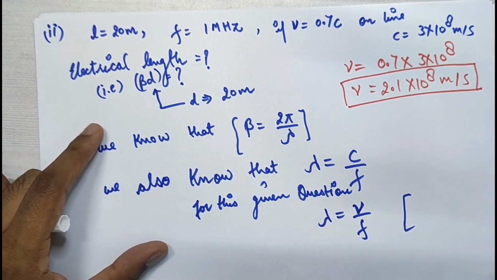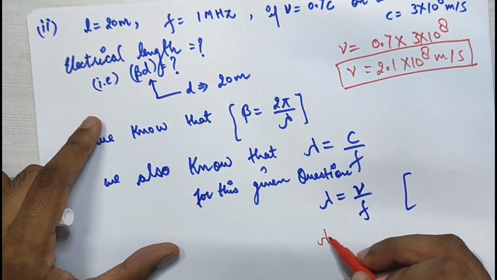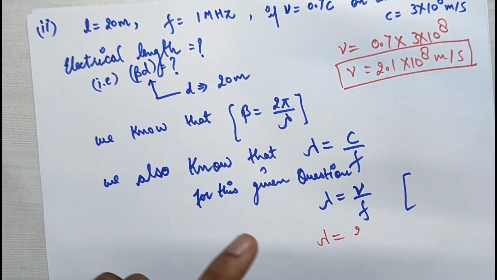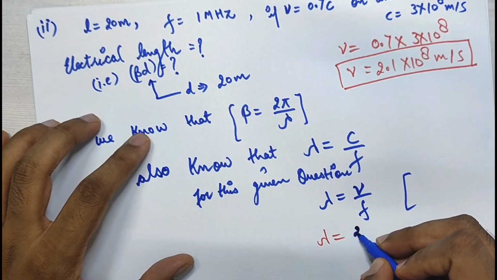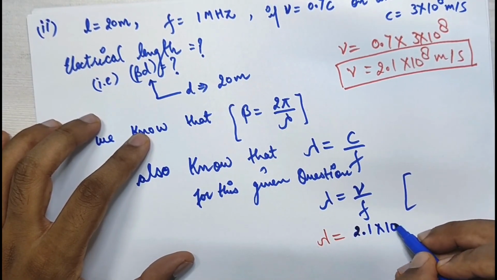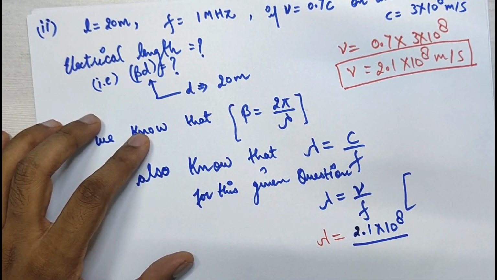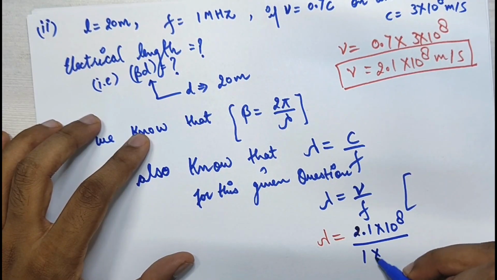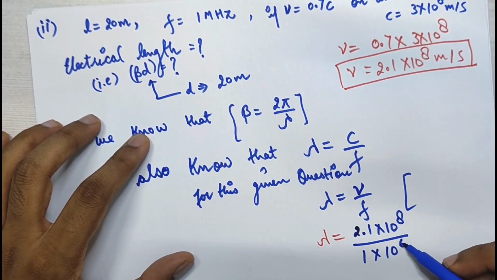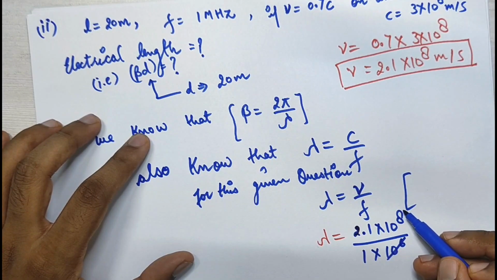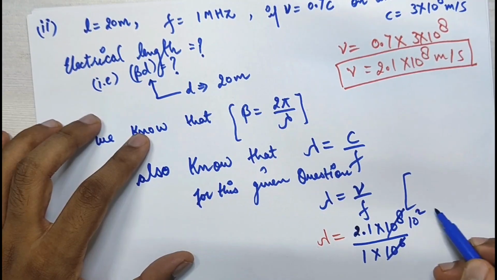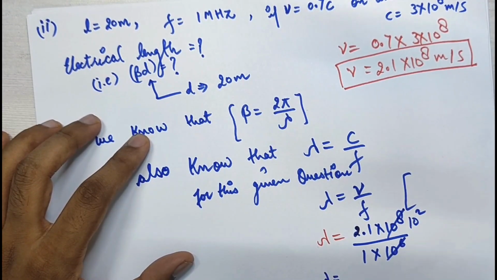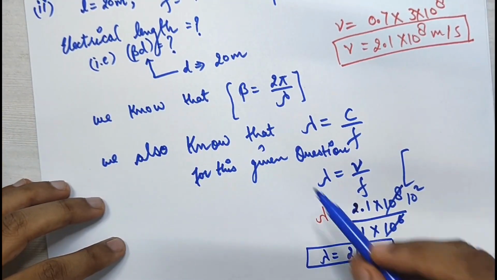We will try to substitute this value here. We know the frequency, so lambda can be written as 2.1 into 10 to the power 8 upon F, that is 1 into 10 to the power 6, right? This is meter per second. Okay, so this is gone. This will be 10 to the power 2. This will be lambda is equal to 2.1 into 10 to the power 2, that is 210 meter, right? 210 meter. Now we will substitute this value here.